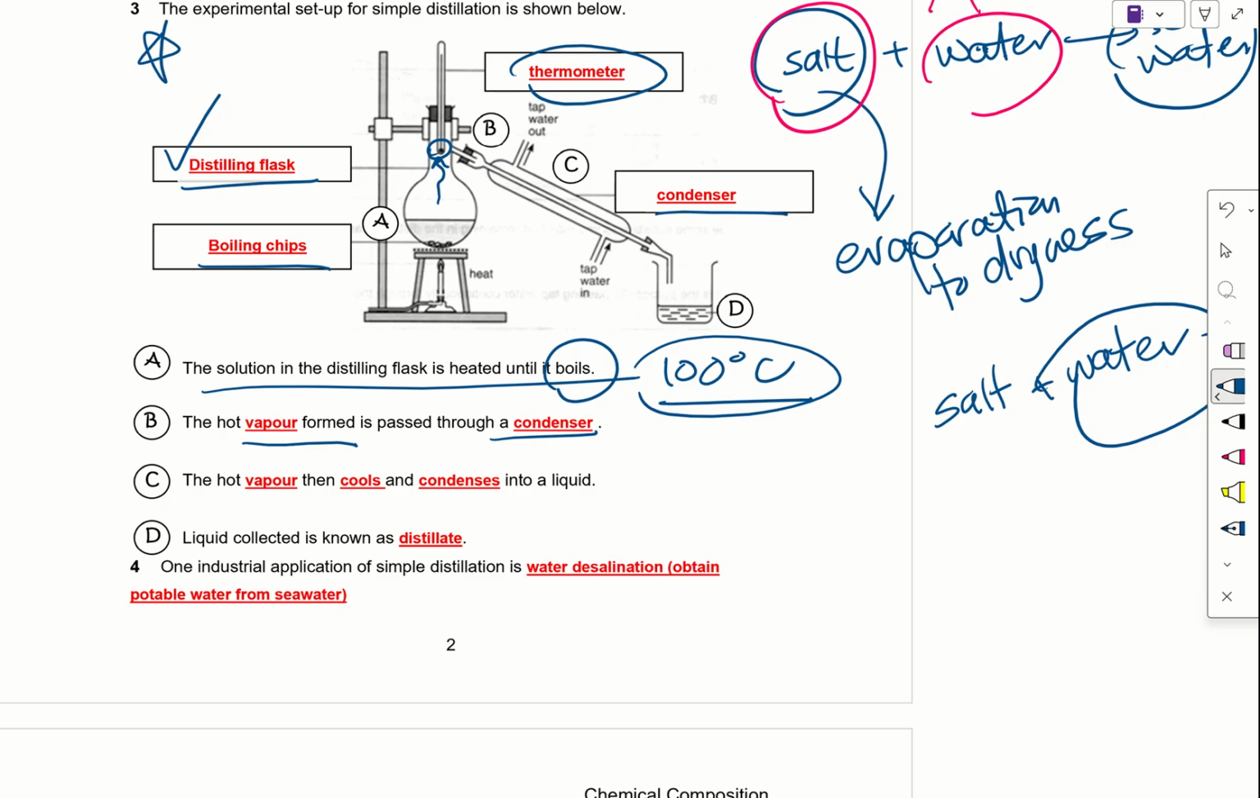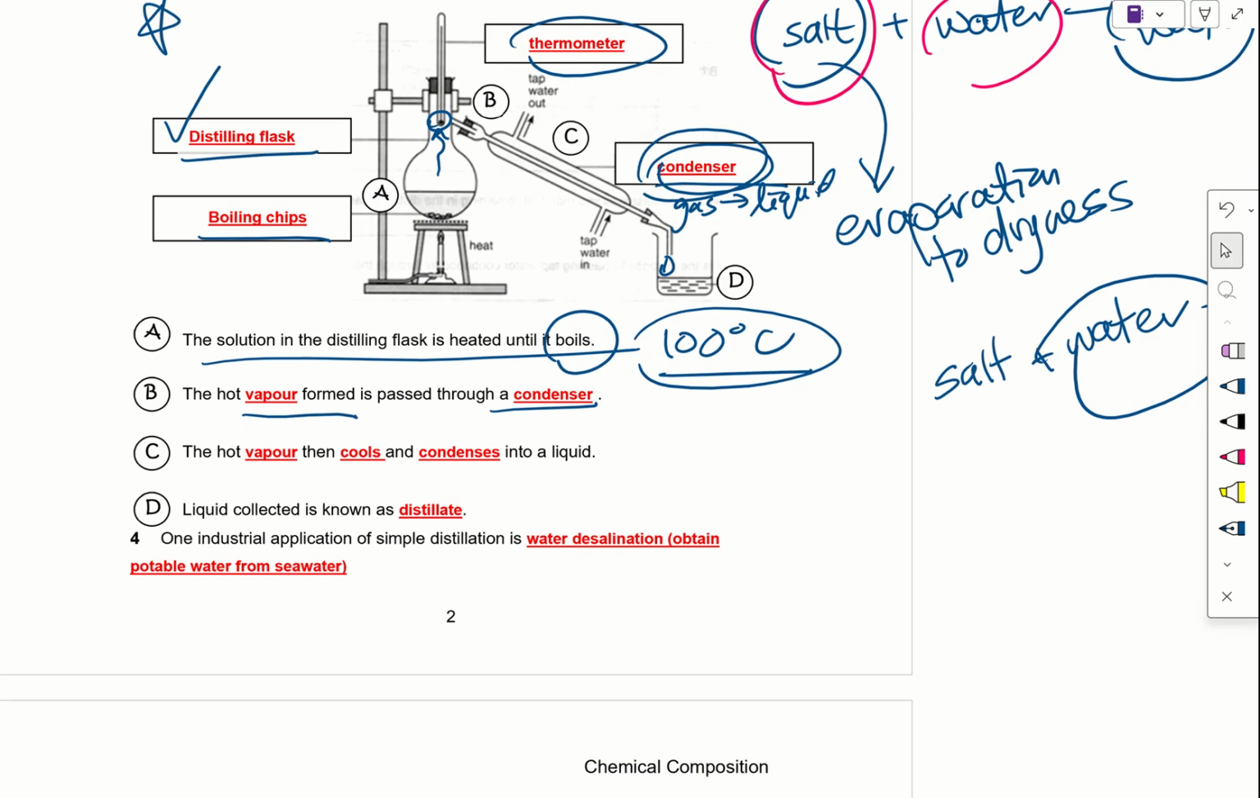Collection of what? The hot vapor will be passed through the condenser. As the name suggests, it is condensing the hot vapor from gas into liquid, so that it will drip out from here. This is the purpose of the condenser. The hot vapor cools and condenses into a liquid.